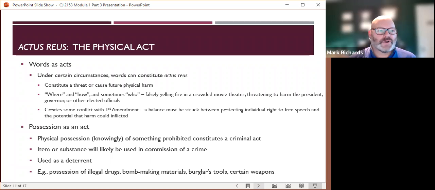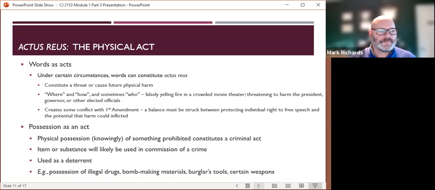Words as acts as part of actus reus. Under certain circumstances, words can constitute actus reus. These words constitute a threat or cause future physical harm. The where and the how and sometimes who means that falsely yelling fire in a crowded movie theater, or threatening to harm the president, the governor, or an elected official can constitute the actus reus. Actus reus can exist in terms of words when it creates some conflict with the First Amendment. A balance has to be struck between prosecuting individuals' right to speech and the potential that the harm could be inflicted.